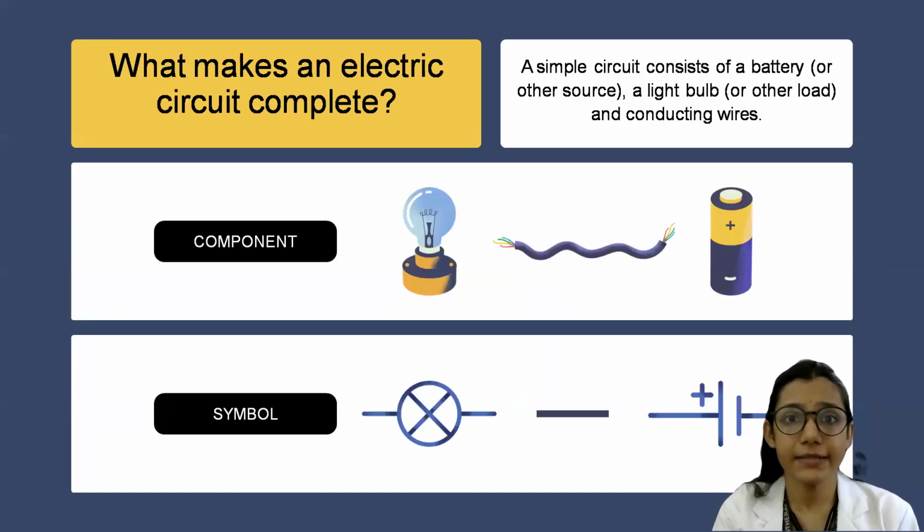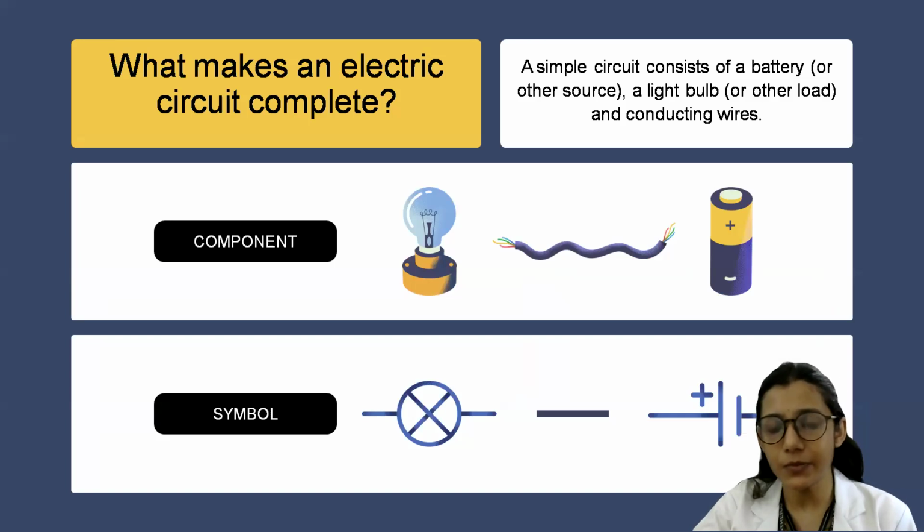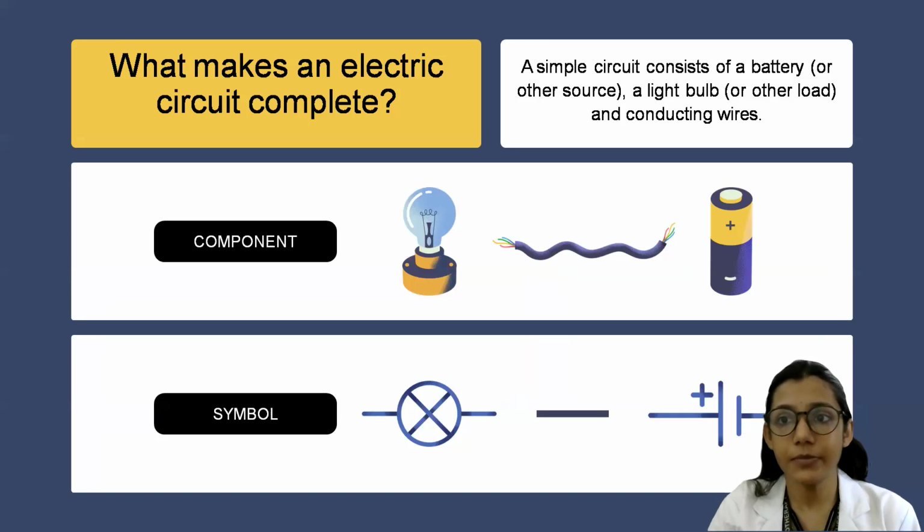Next is what makes a circuit complete. The components which make the circuit complete: it should have a battery, that is the source. From where we are getting the energy or the electrons is important when we talk about the first component of the electric circuit, that is the battery. Another is a light bulb or anything which tells us about the working of the circuit. The bulb is something that lights up and we are visually able to identify that the circuit is working.